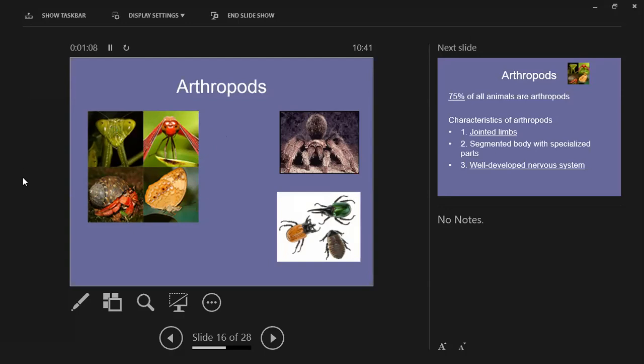Now, arthropods have a simple but very efficient nervous system, and a good sensory system. Now open your book, page 64.